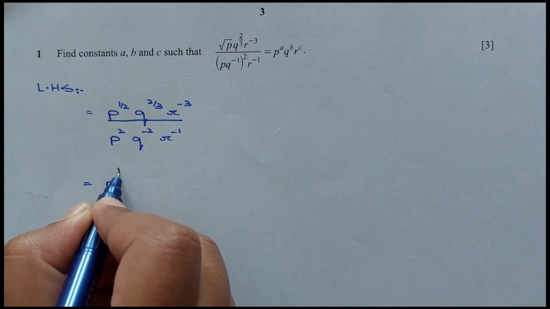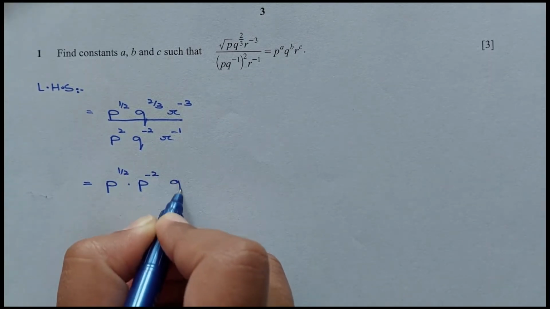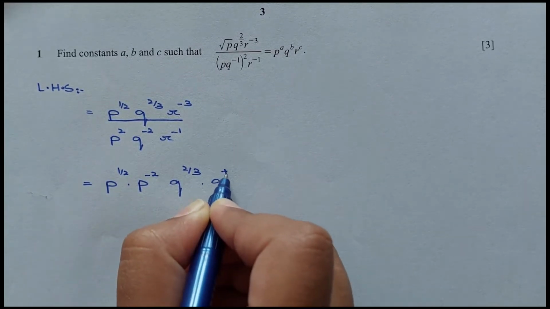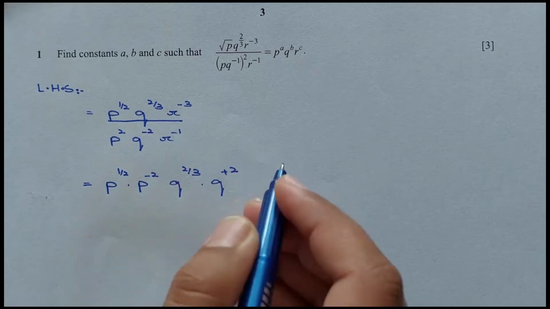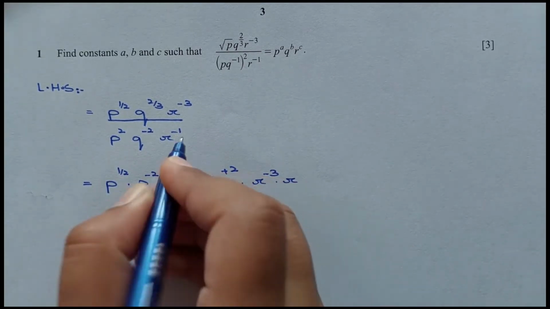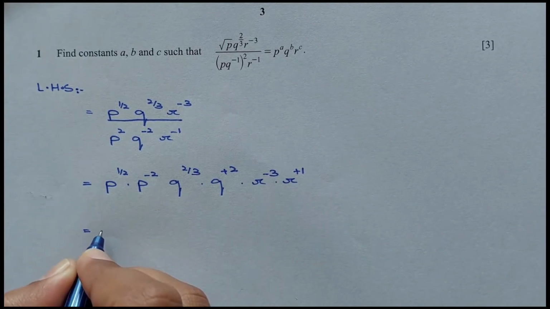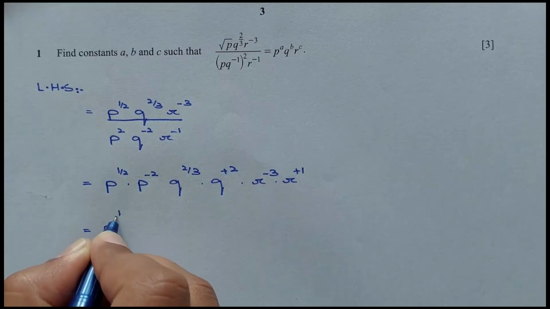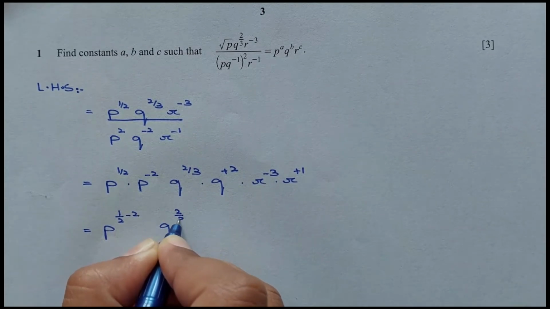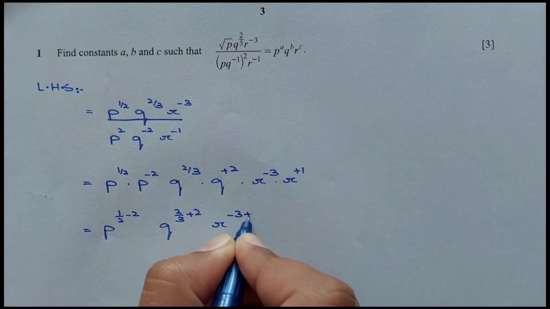So P power 1 by 2 into P power minus 2, Q power 2 by 3 into Q power positive 2. Shifting this becomes positive. R power minus 3 and R power minus 1 turns to positive 1. So now the bases are same, we can add the powers. So P power 1 by 2 minus 2, Q power 2 by 3 plus 2, and R power minus 3 plus 1.